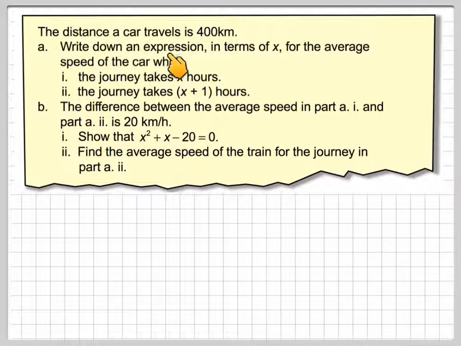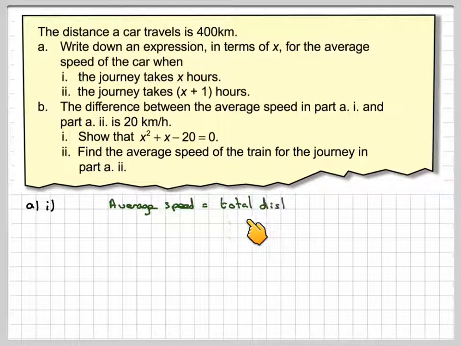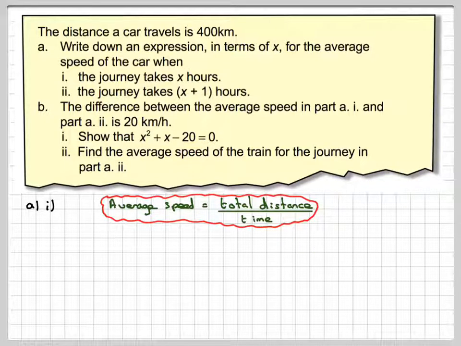The distance a car travels is 400 kilometers. Write down an expression in terms of x for the average speed of the car when 1. The journey takes x hours. So average speed is total distance divided by time. So the average speed in the first case is going to be 400 divided by x.